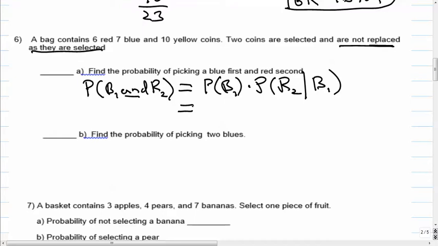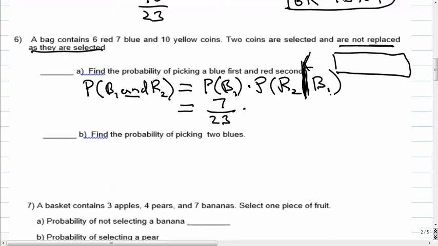All right, when I go to pick the first coin, and I want it to be blue, there are 7 blue coins. There are 23 to pick from. When you have a conditional probability, right here, given, when you have a conditional probability, then you have to look at the world now. How is it different?